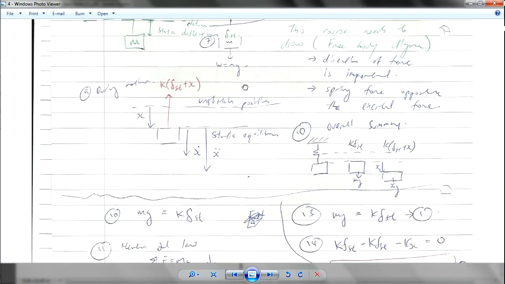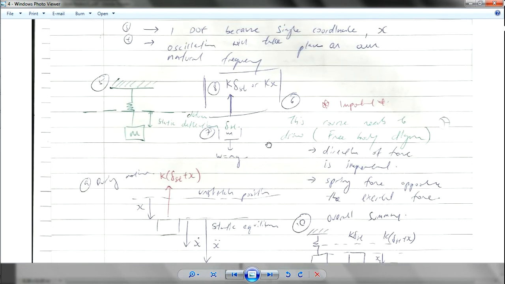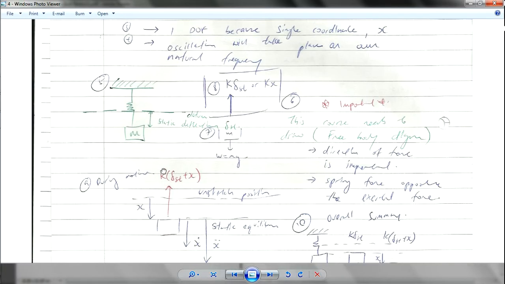So therefore we are more concerned with the free body diagram, and we have already drawn the free body diagram. We have really understood the system. So let's come up with an equation.